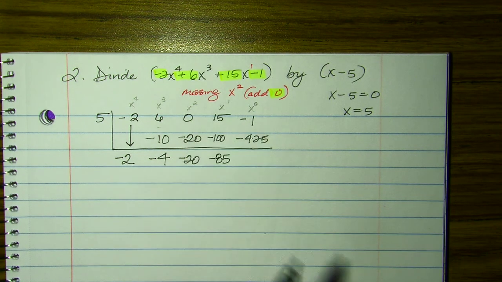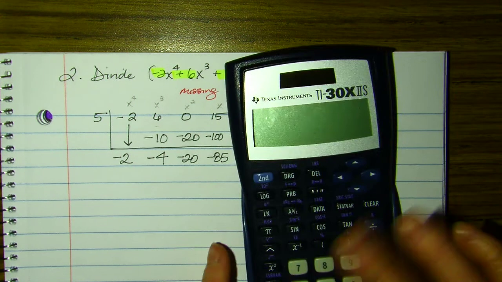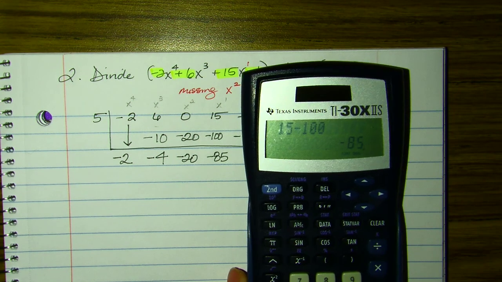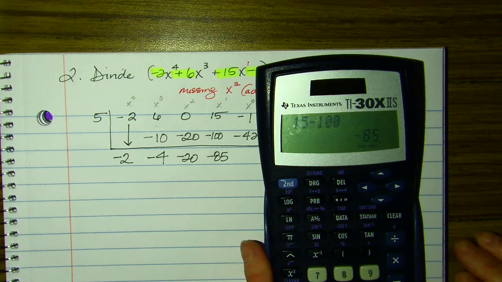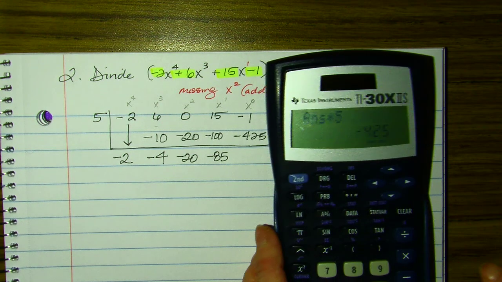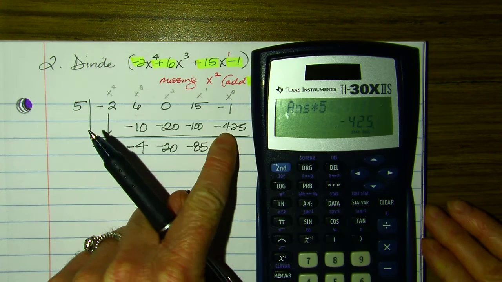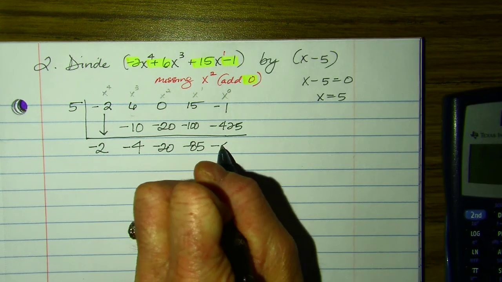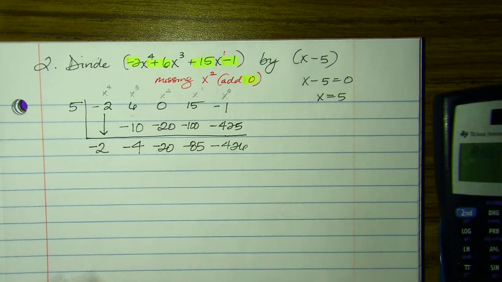-1, and you can use a calculator. You guys, if you're bad at negatives, then you should be using a calculator. 15 minus 100. That's where I got the -85. -85 times 5 is where I got the -425. -425 minus 1 gives me a remainder of 426.